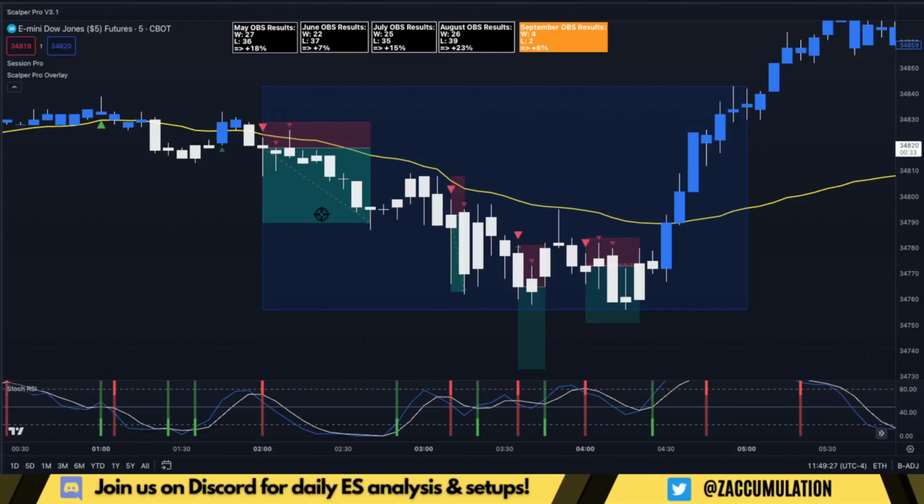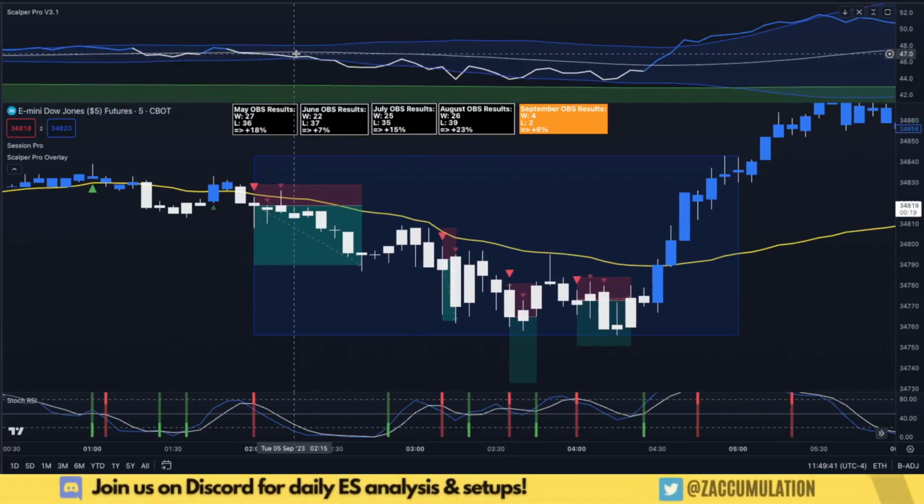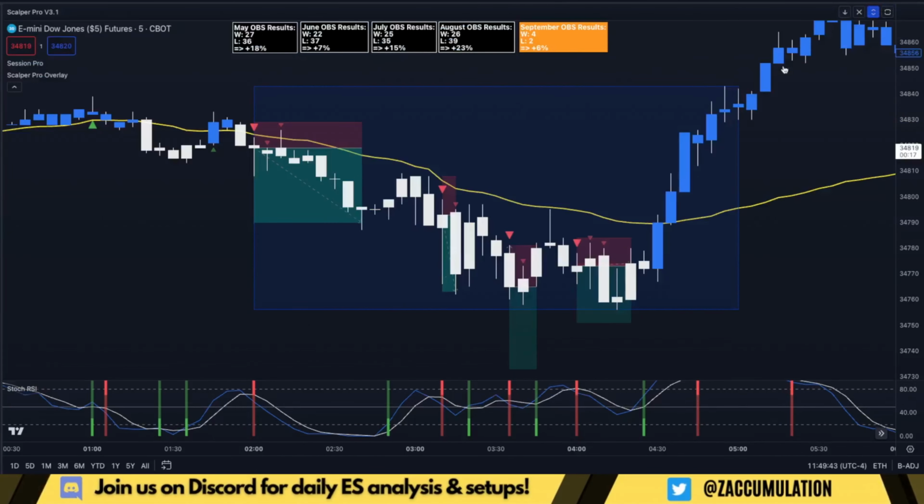For valid short entries or signals, all we need is the exact opposite. We need price to close below the VWAP, which again is acting as our trend filter. We need a bearish Scalper Pro candle color, and once again, this comes if the Scalper Pro is below its midline. And we need a bearish stochastic RSI crossover above 50.